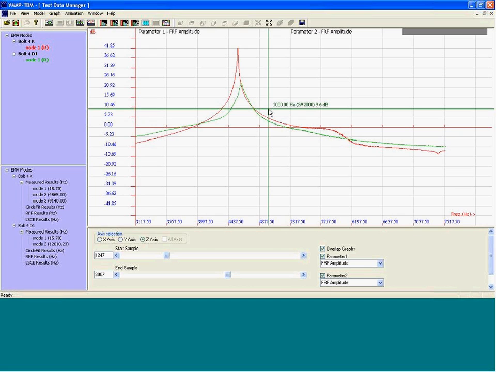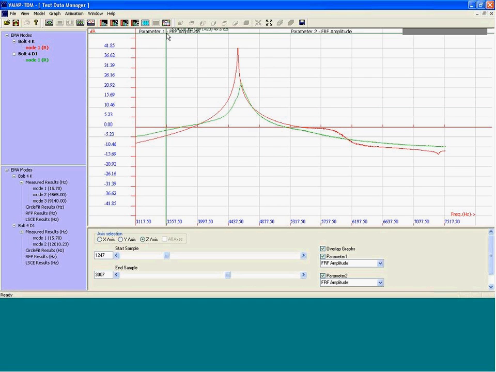And to summarize again, with the data manager, what we are able to show is data from one test in comparison to the other test. And here we are looking at frequency response function measured from the one lot of boards and another lot of boards. And with that, we are able to separate the good parts from the bad parts.